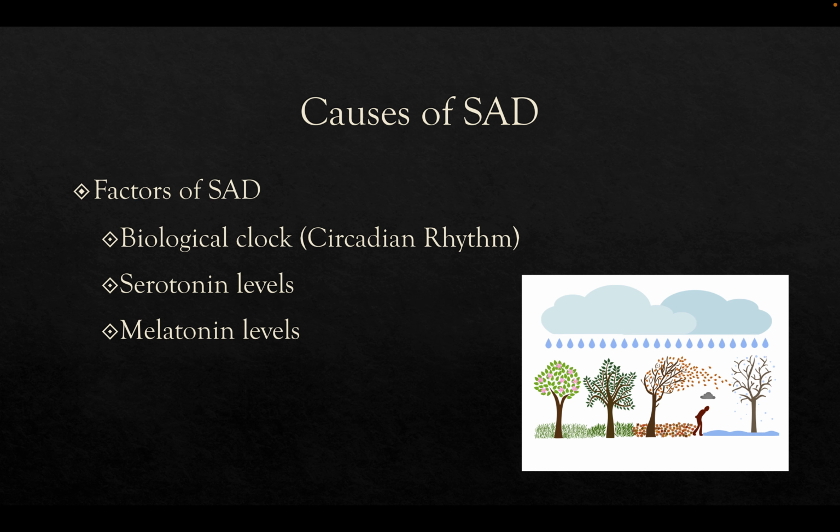For the serotonin levels, a drop in serotonin, which is the brain chemical that affects your mood, plays a role in SAD, and the reduced sunlight can cause that drop in serotonin that triggers depression as well. Lastly, melatonin. The changes in season disrupt the body's balance and level of melatonin, and that has a role in your sleep patterns and mood.